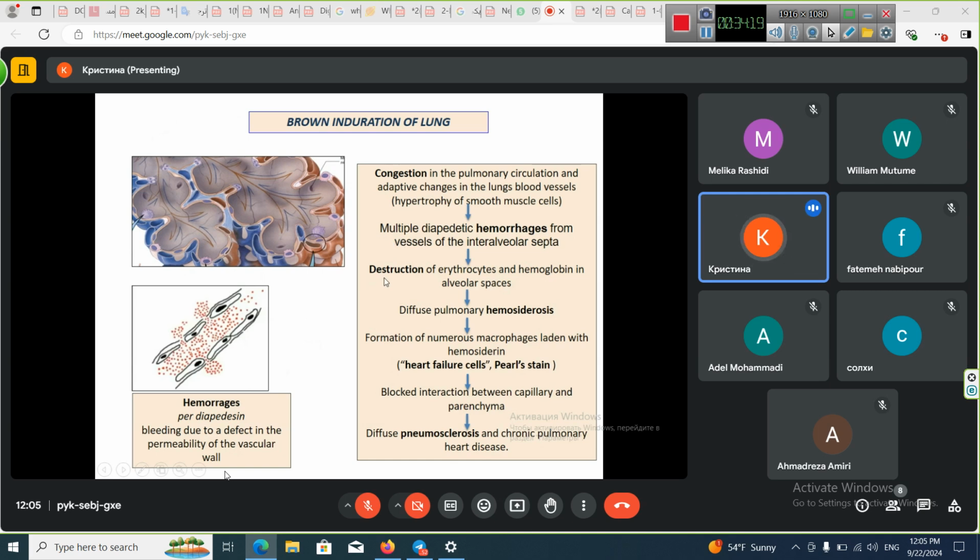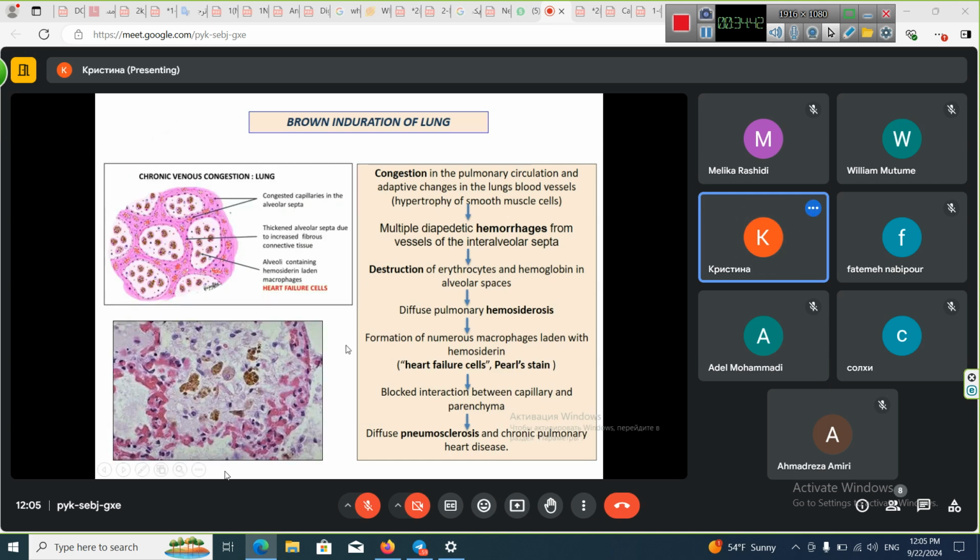Then destruction of erythrocytes and hemoglobin happens in the alveolar space. It means that erythrocytes that came into alveoli are dying, degenerating, are broken, and hemoglobin is released from these erythrocytes. What happens next? Diffuse pulmonary hemosiderosis.